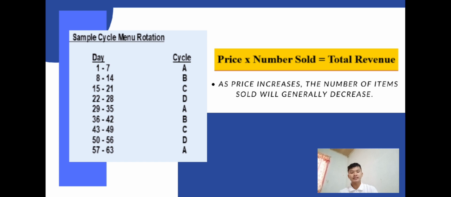As price increases, the number of items sold will generally decrease. It happens because buyers have finite resources. Their spending on a given product or commodity is limited as well. So higher prices reduce the quantity demanded.